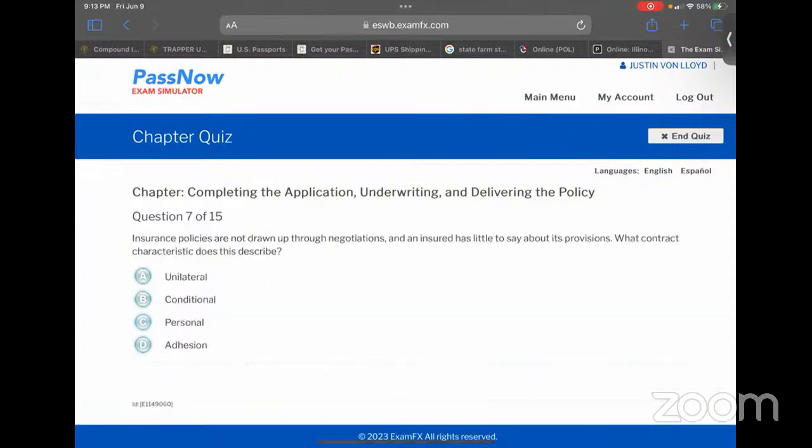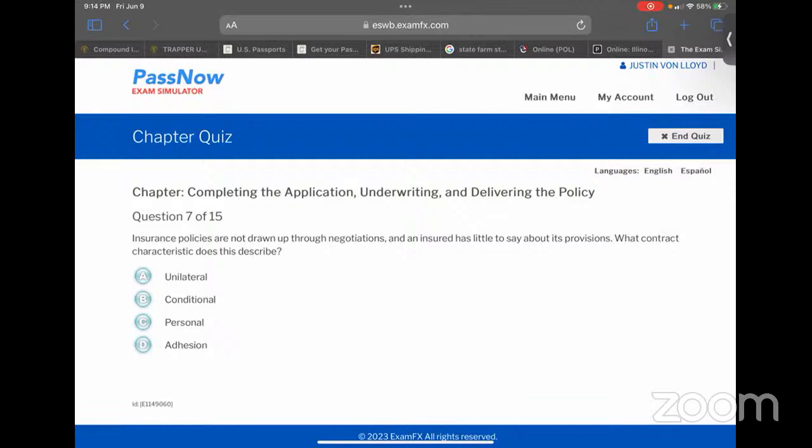All right. Number 7, insurance policies are not drawn up through negotiations, and an insured has little to say about its provisions. What contract characteristic does this describe? It's a good question. Unilateral. A. Okay.